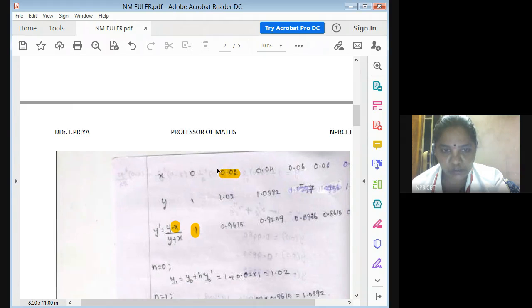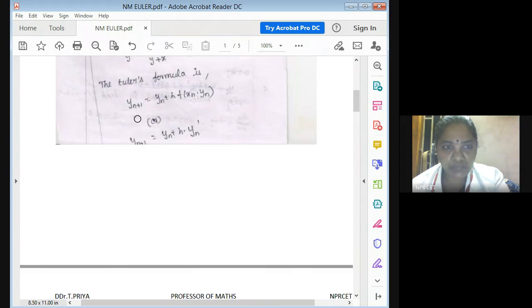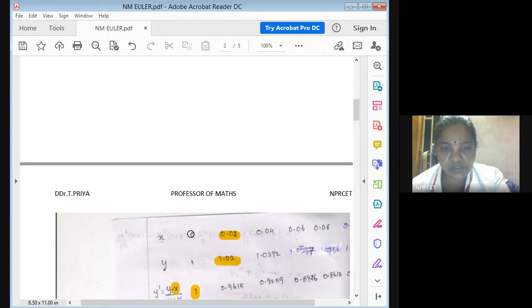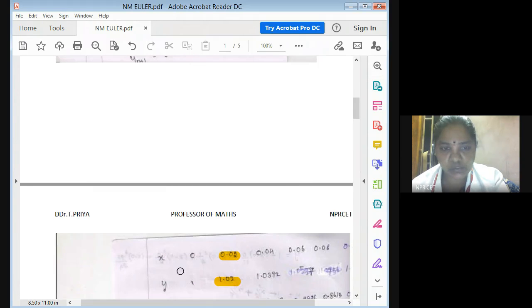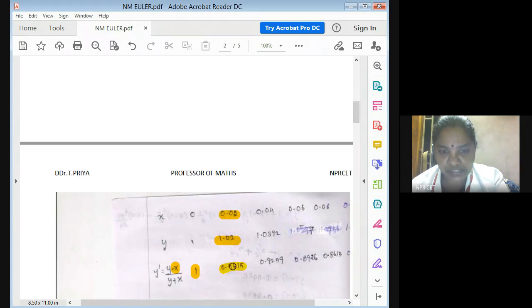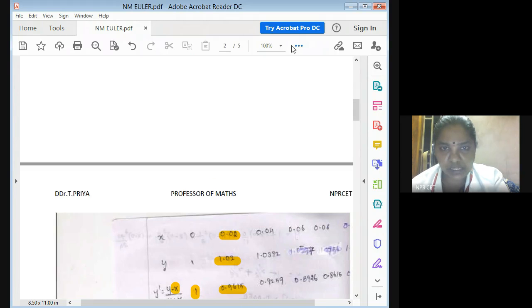Similarly, here take x as 0.02. So now take this as 1 minus 0.02 divided by y plus this x value, that is 0.02. Okay, so here we are using 1.02. How can you get this? See, our yn plus 1 equal to yn plus h into yn dash. So the first value is 1, h is 0.02, yn dash is 1, so 1 plus 0.02 is 1.02. So for calculating this next step, we are using this y value as 1.02. I think you got this, otherwise I will write it out.